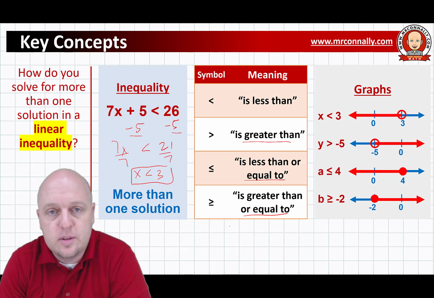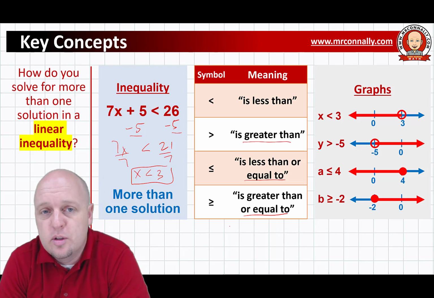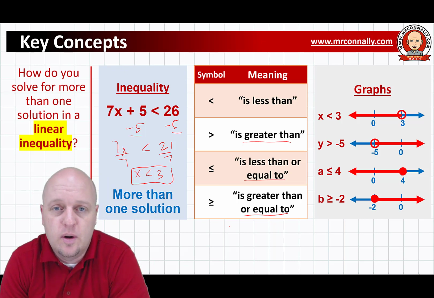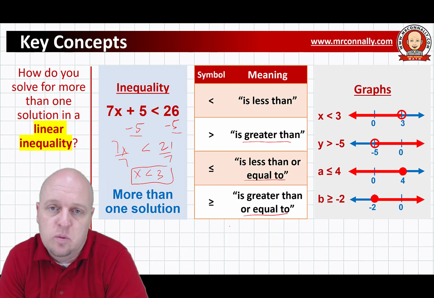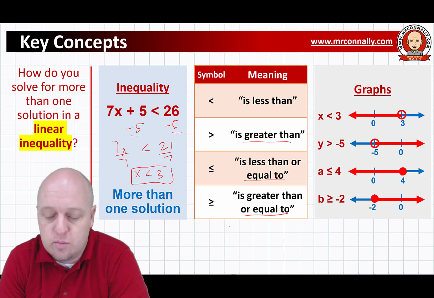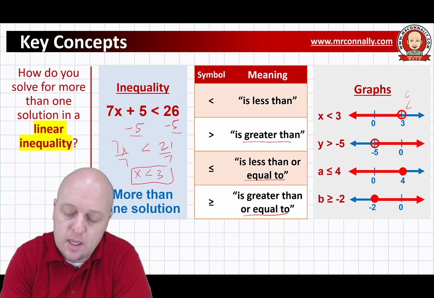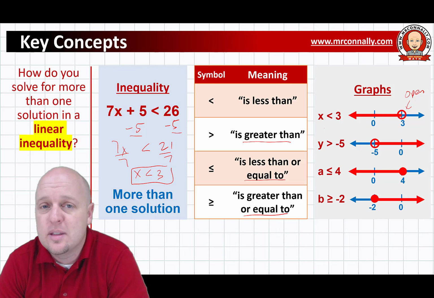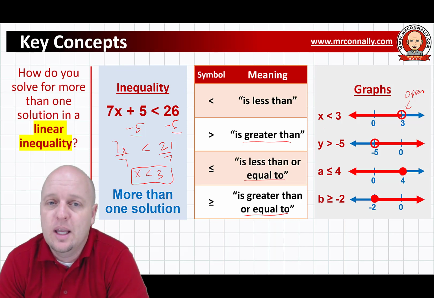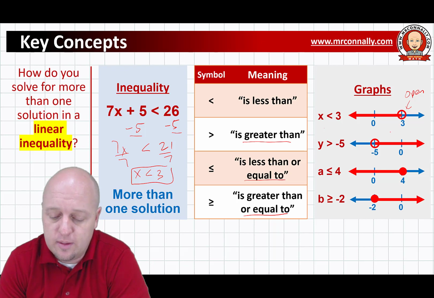Okay, also these symbols have different graphs. Since there's more than one solution, we have to use a number line to show our answer. We can't just say x equals 2. Okay, there's more than one answer. So if x is less than 3, that means we circle it and go to the left and we leave it open, because 3 is not a solution. If we want something less than 3, then 3 isn't a possible answer, so we leave it open.